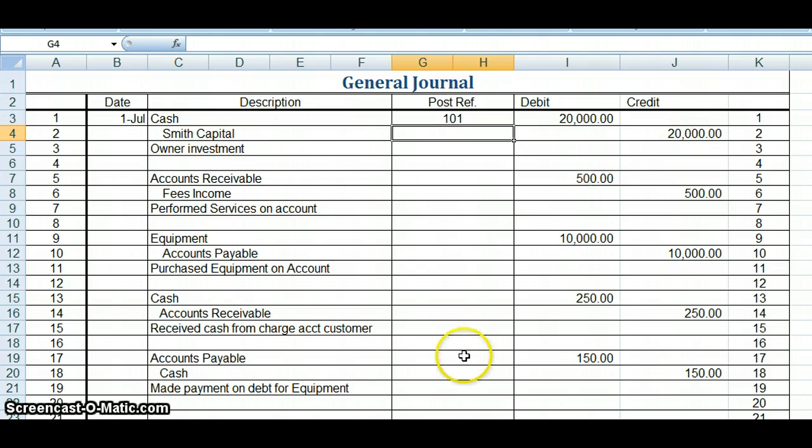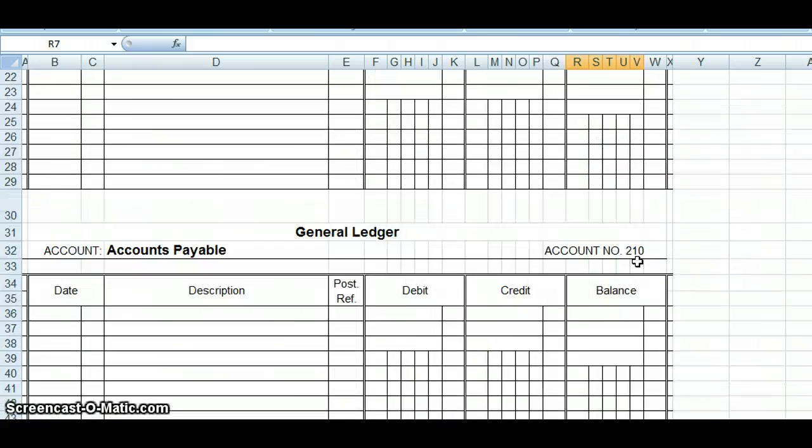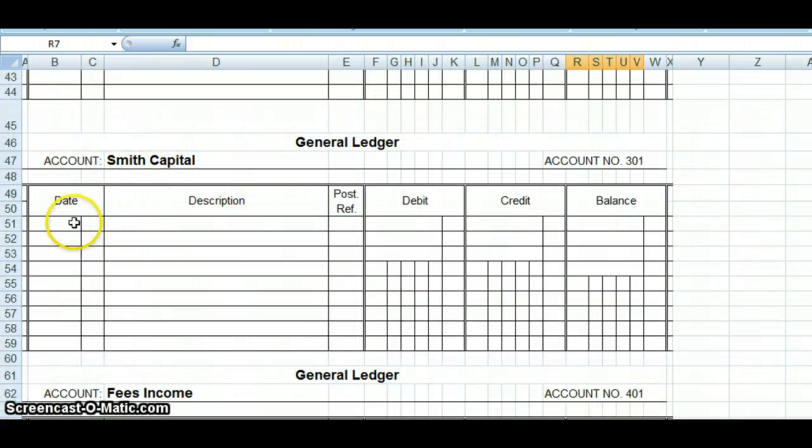That's a $20,000 credit. That should make sense as I go to our ledger because Smith Capital is a normal credit account. So I'll come on down and find my Smith Capital General Ledger. I'm going to put in my date, July 1st, 2011. Again, I don't need a description. My posting reference is J1 because I'm posting from journal page 1. I'm going to put in a credit of $20,000.